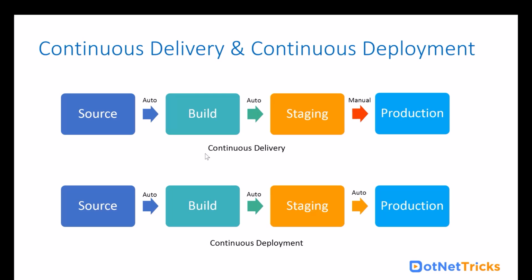So based upon the requirement, you can use continuous delivery or you can use continuous deployment. Usually we prefer the continuous delivery option. Before deploying the code to the production environment, we manually check all the things, and finally when we are sure everything is working fine, we deploy to the production server.